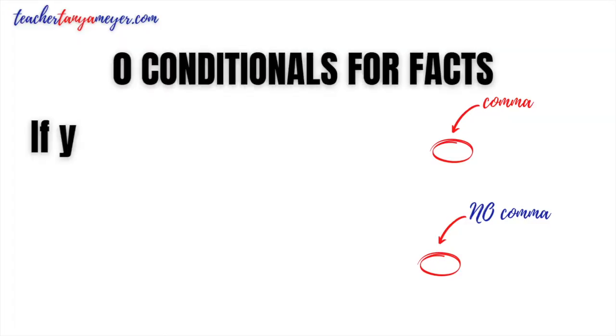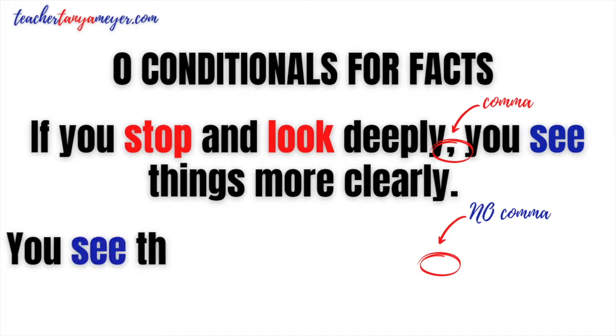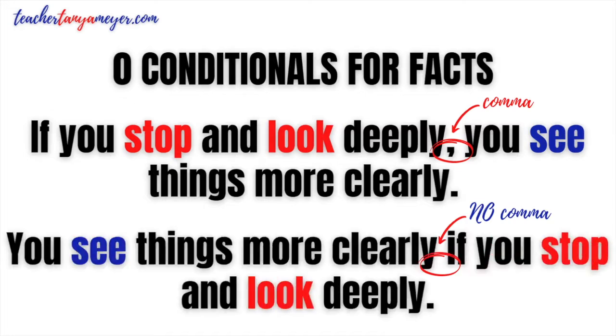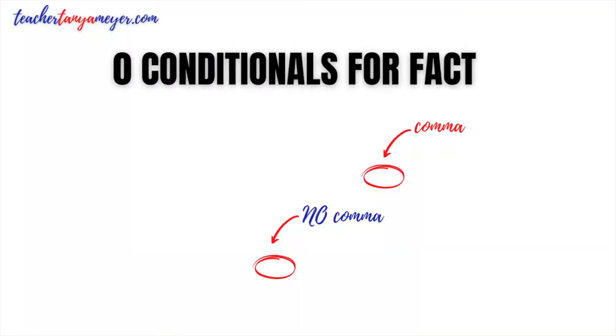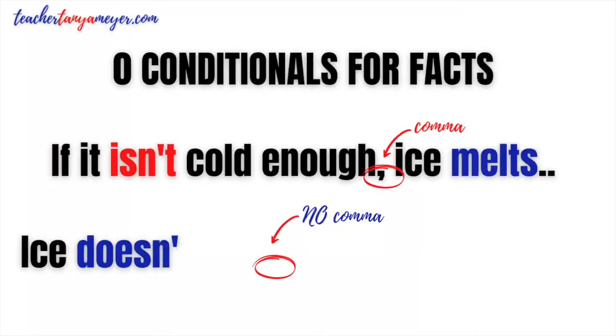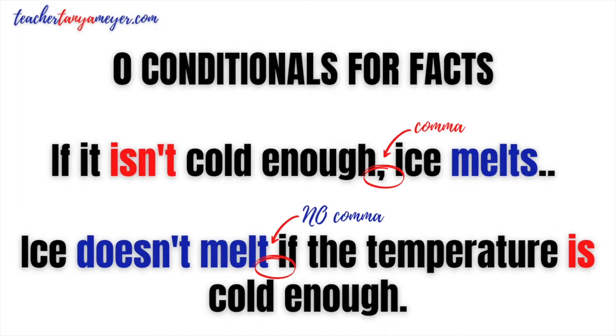Ice melts if you leave it at room temperature. But if we put the result first, then we omit the comma in writing. If you stop and look deeply, you see things more clearly. You see things more clearly if you stop and look deeply. We can use the negative in either clause as well. For example, if it isn't cold enough, ice melts. Or ice doesn't melt if the temperature is cold enough.